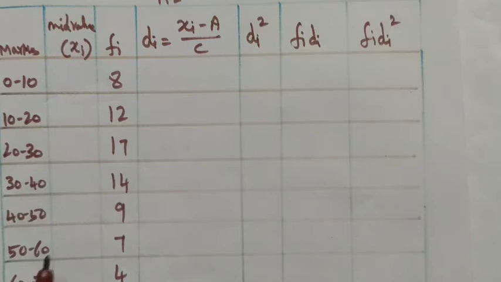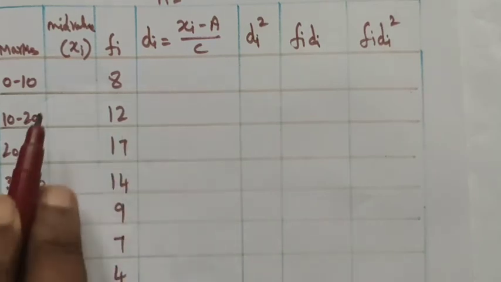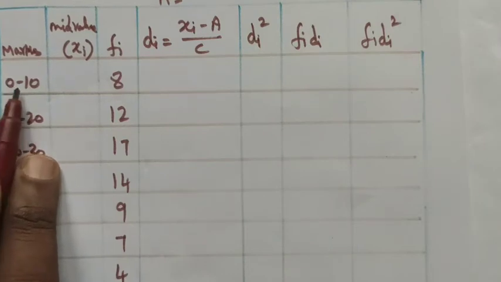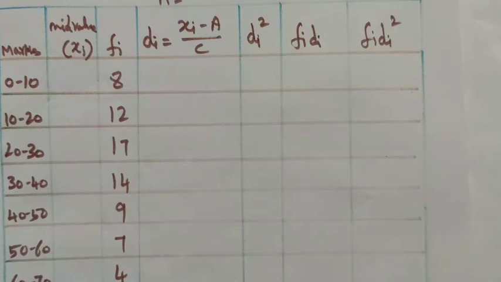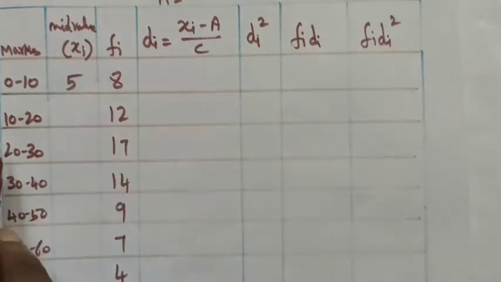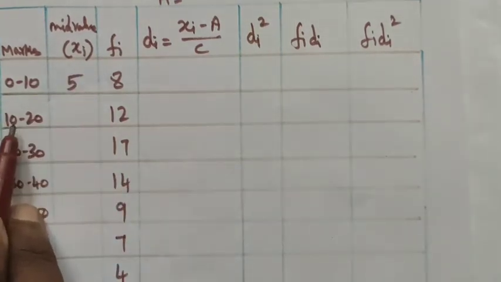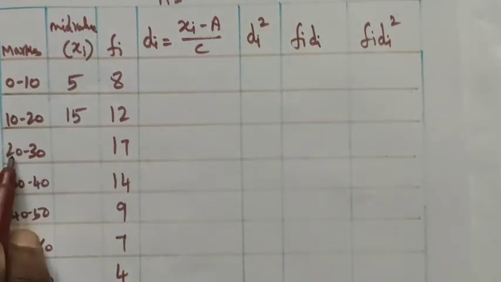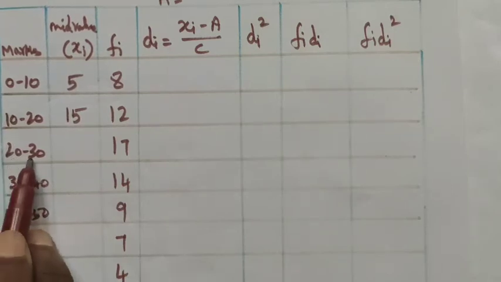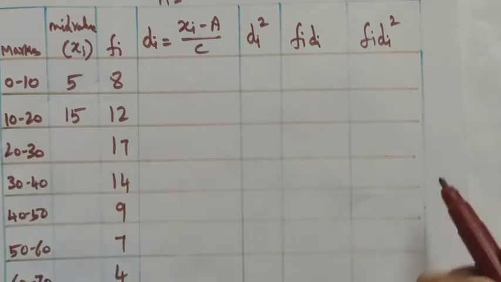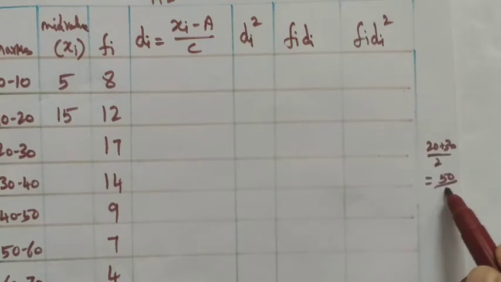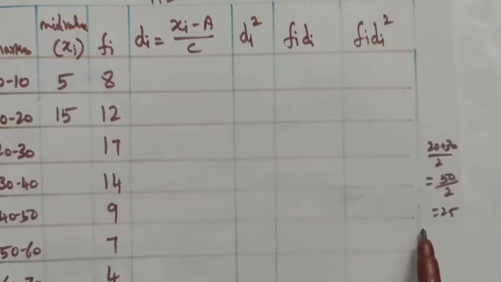See, here's the class interval, the frequency f is given, so we take it as. Now we have to find the middle value. Middle value means the lower limit and the upper limit, you have to add those numbers. 0 plus 10 is 10, 10 divided by 2 is 5. Sum of this lower limit and upper limit, 10 plus 20 is 30, 30 divided by 2 is 15. Sum of this number, right? Lower limit and upper limit, 20 plus 30 is 50, 50 divided by 2 is nothing but 25. Like this we have to find out.